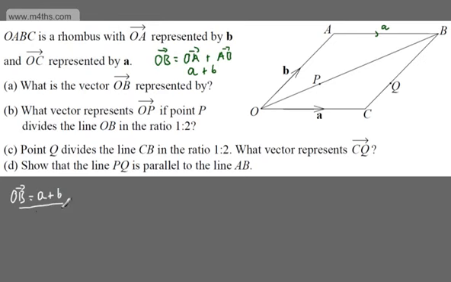I prefer to write it in alphabetical order, or if we got a negative, write the negative second. So if this was, for example, minus A plus B, I'd like to see it as B minus A. Doesn't matter though, you'll be given the same marks regardless.